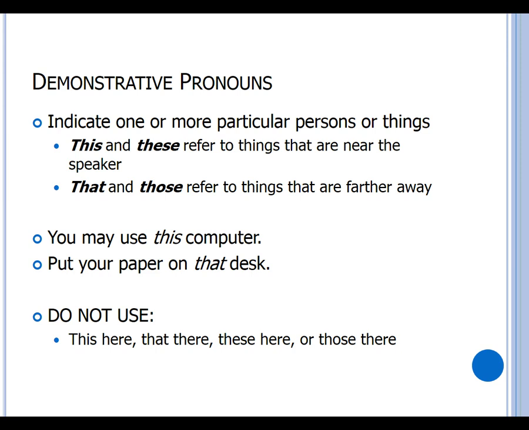This and these refer to things near the speaker. This is singular. The word these is plural. That and those refer to things that are farther away. That is singular. The word those is plural. Review the examples. You may sit at this computer or put the paper on that desk. In both examples, location is indicated by the demonstrative pronoun.